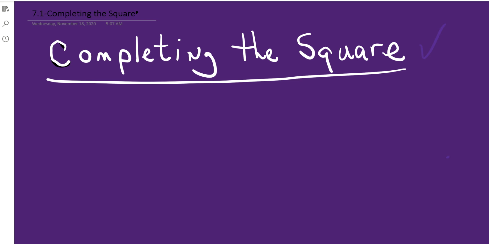So I want to start us off and congratulate us all by getting through Chapter 6, because now we're on to our last chapter, Chapter 7. And we're going to start Chapter 7 with Section 7.1, which is titled Completing the Square. Another way of solving these quadratic equations and their functions.